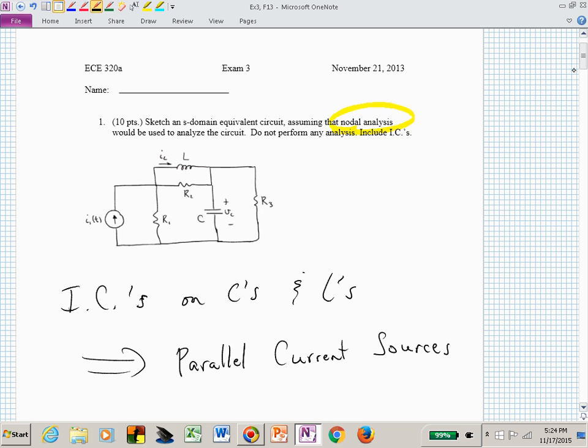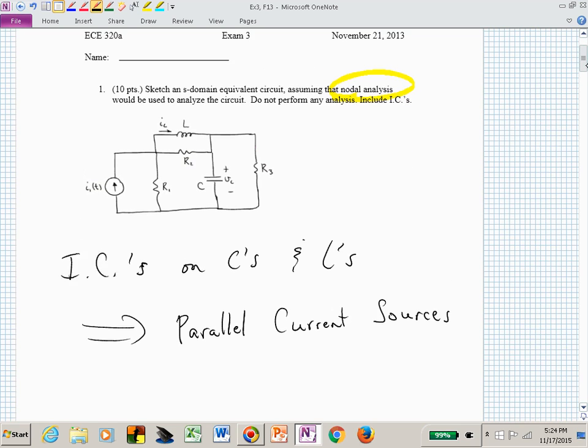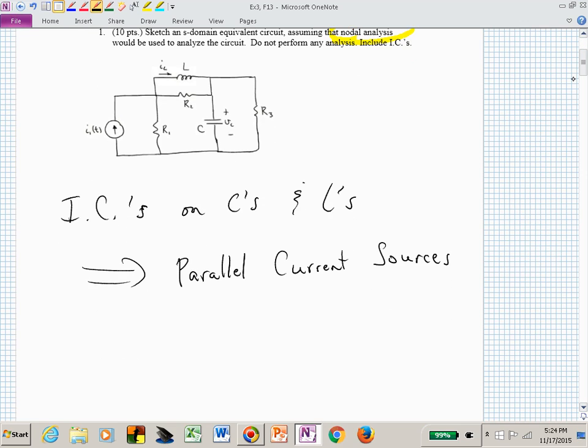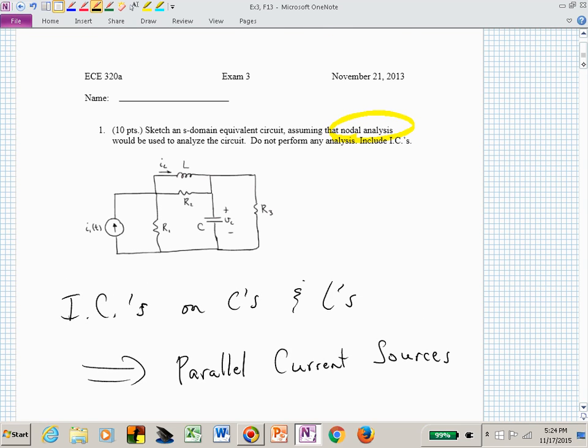Does that answer your question? Yes. So you need to know the distinction between those. If I say, assume you're doing nodal analysis or assume you're doing mesh analysis, you need to know what that is hinting you to do. Hint, hint. Okay? Could you quickly write out the answer, or do you not?